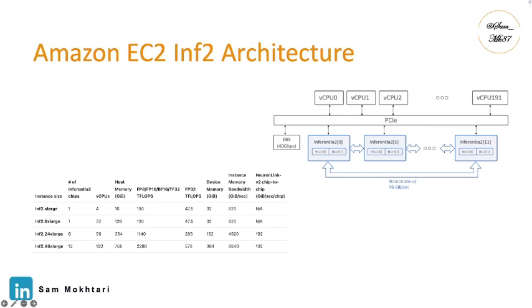For the EC2 Inf2 instance, which is powered by up to 12 Inferentia 2 chips, as you can see from the specification, we have different sizes of instances: Inf2 xlarge, 8xlarge, 24xlarge, and also 48xlarge. You can see that up to 12 Inferentia chips are used in those types of instances. There are up to 192 vCPUs and also 768 gigabyte of memory, and you can compare the rest of these specifications for Inf2 instances.